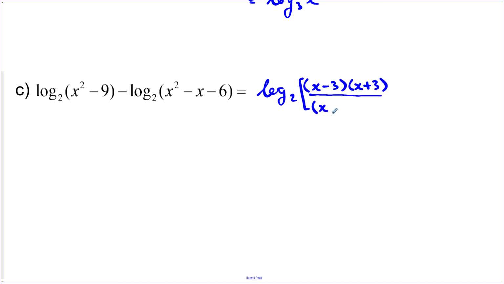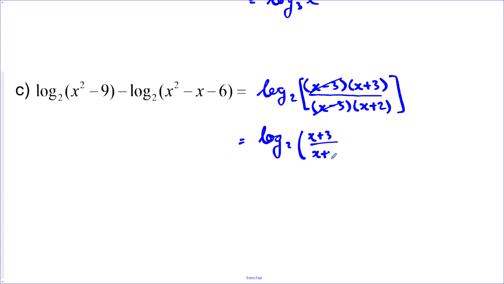This would be x minus 3 and x plus 2 when I factored it. Now you can see that the x minus 3 and the x minus 3 can be canceled out, and I'm left with log base 2 of (x plus 3) over (x plus 2). Now that wasn't too bad, but the restriction is a bit more difficult.